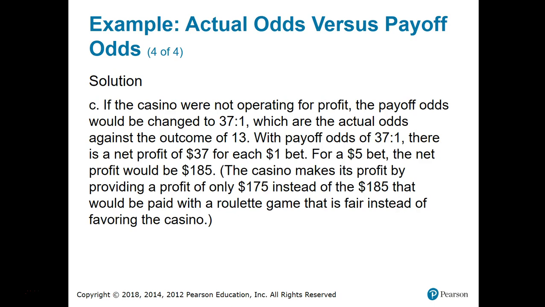If the casinos did not operate for profit, payoff odds would be changed to 37 to 1, the actual odds. Again, it's the 13. Payoff odds of 37 to 1. There is a net profit of 37 for each dollar bet. A bet of $5 will give you 185. The casino makes a profit by providing a profit of only 175 instead of 185. That would be paid with a roulette game that is fair instead of favoring the casino.